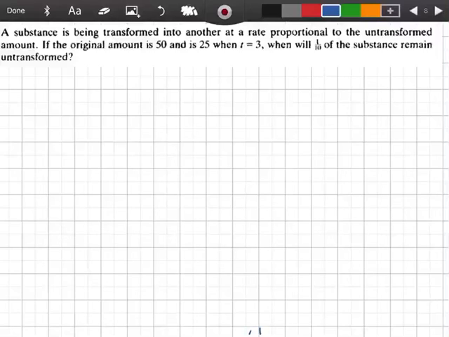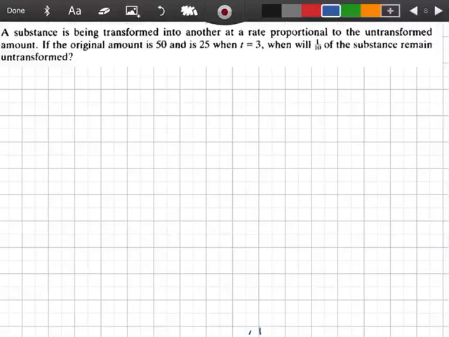So, a substance is being transformed into another at a rate... Okay, so number 6. A substance is being transformed into another at a rate proportional to the untransformed amount. If the original amount is 50 and is 25 when t is equal to 3, what will one-tenth of the substance remain untransformed?